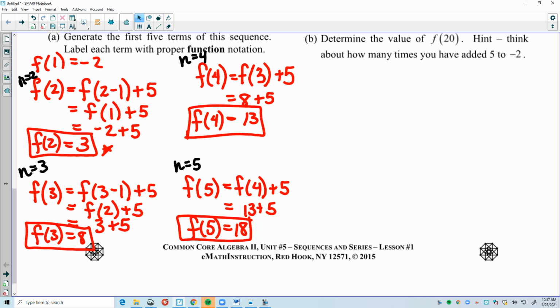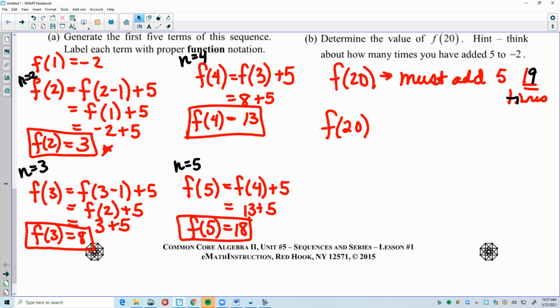It says determine the value of f of 20. It says think about how many times you've had to add 5 to negative 2. So if we're thinking about this, each time I'm doing this, it's always one less than. So again, if I'm finding the fifth term, I had to have the fourth term plus 5. I'm adding that 5 on one less than. So if I'm trying to find f of 20, that means I must add 5 a total of 19 times. Okay, so the f of 20.